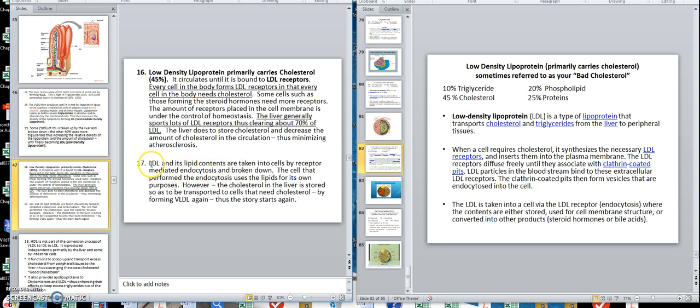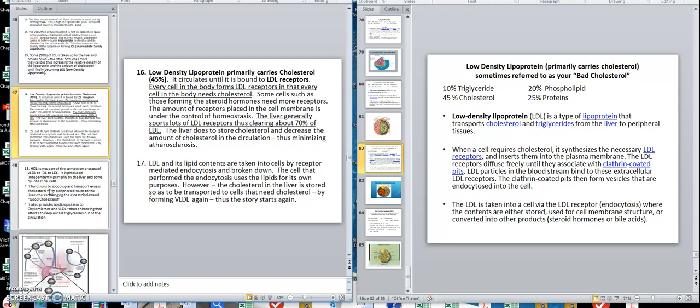Okay? The LDL and its lipid are taken in by receptor-mediated endocytosis. Check that out in ANP1. The cell then performs endocytosis. Okay? So that's how you get cholesterol, these LDL receptors. I'm going to bring this back up in a little while here when we talk about pathophys. Okay? All right. Let's go a little further.